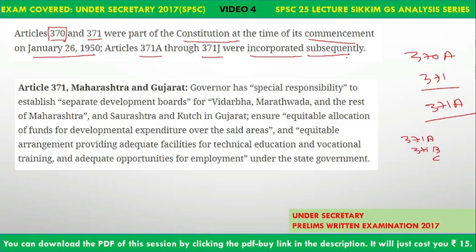So it is saying this only, that Articles 371A till A, B, C, D, E, F, G, H, I, J, everything was incorporated subsequently, means after 1950. So incorporated means it was amended. Okay, it came as a result of amendment, right? So here it is mentioned that Article 371 gives special provision for Maharashtra and Gujarat. Okay, you all can please read all the details.